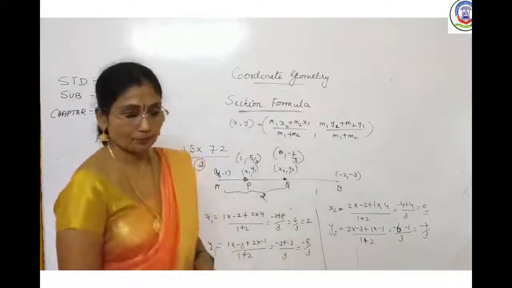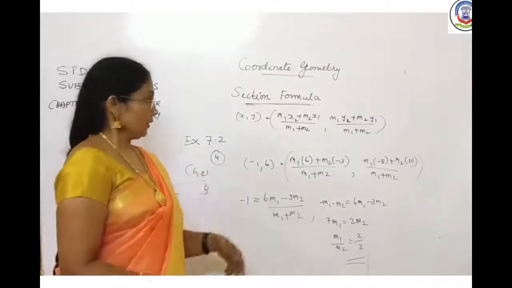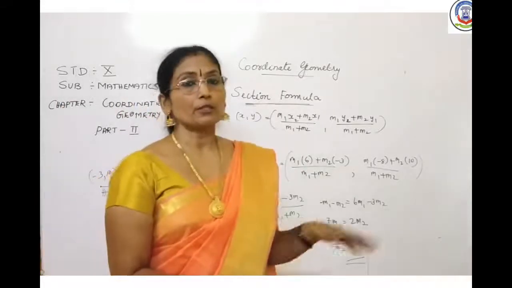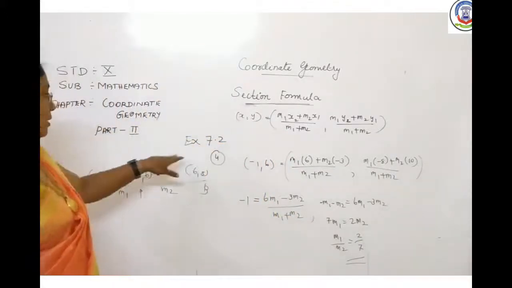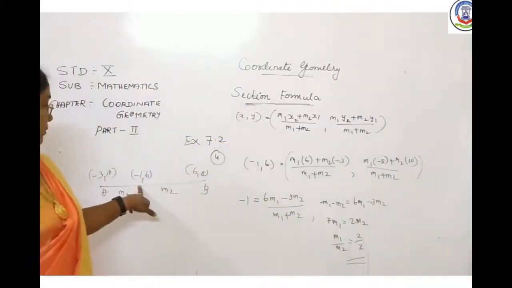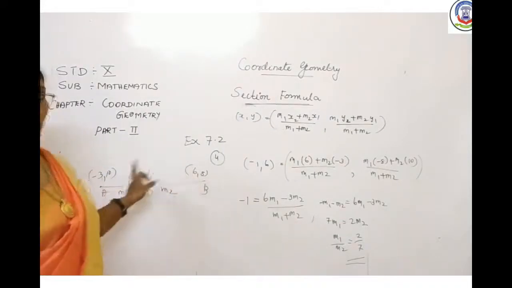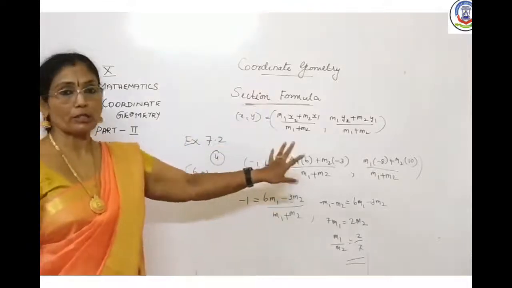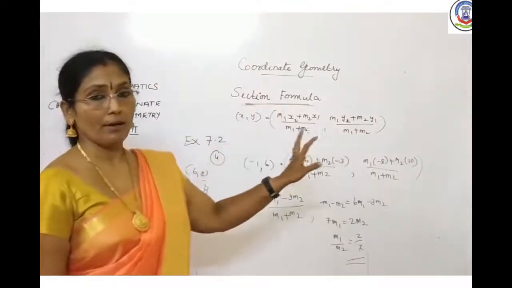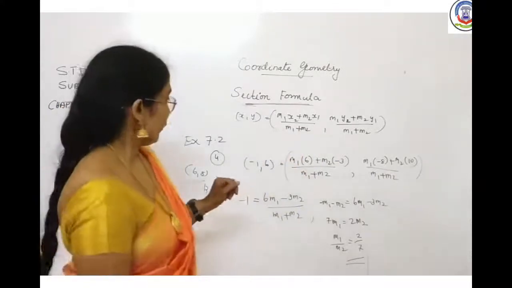Okay, children. Look at exercise 7.2, question number 4. Here it is a little bit different from the other sums. Here the ratios are not given. That means you have to find out the ratio M1 to M2. The coordinates of the dividing point are given as -1, 6, and the endpoints of this line segment are also given. By applying the section formula, how can you find out the ratio M1 to M2? It's an important question for you, and you should do it.